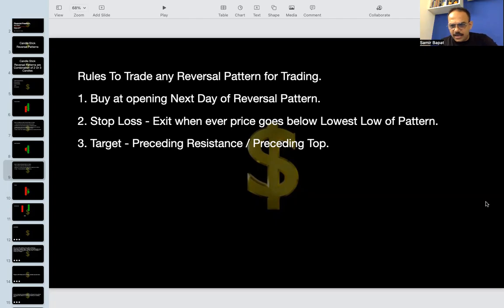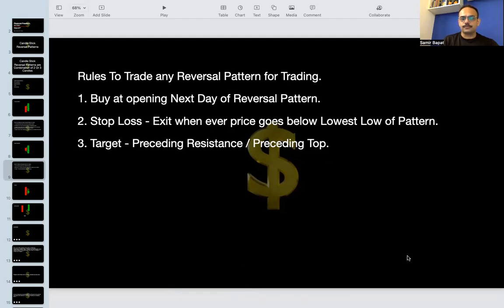Second, Pradeep ji is asking, can I shift my target? Yes, you can shift your target, but don't shift. First decide on a target and then you can trail it. You can book some profit, so some money comes into your pocket, then trail the rest. Like that you can do. Okay, so let's go ahead. Let's see the practical aspect and again we'll come to the questions.